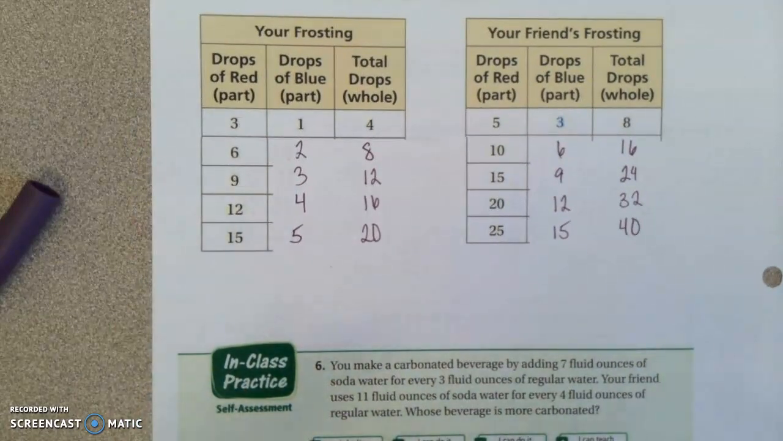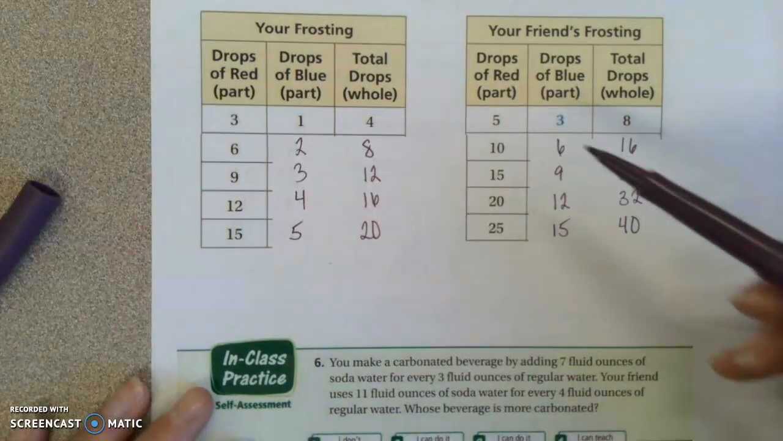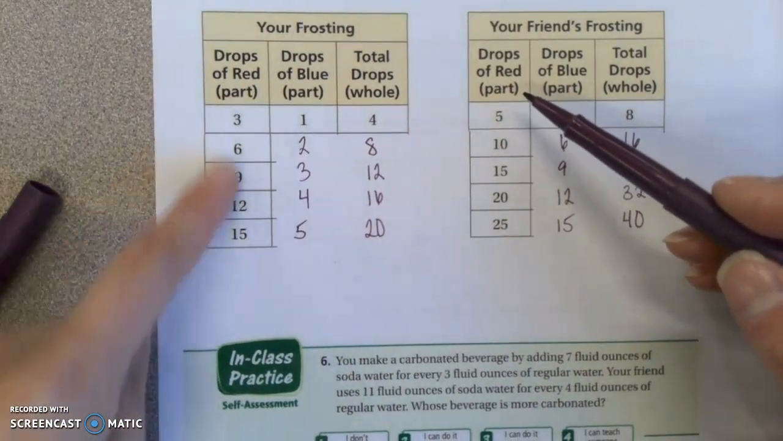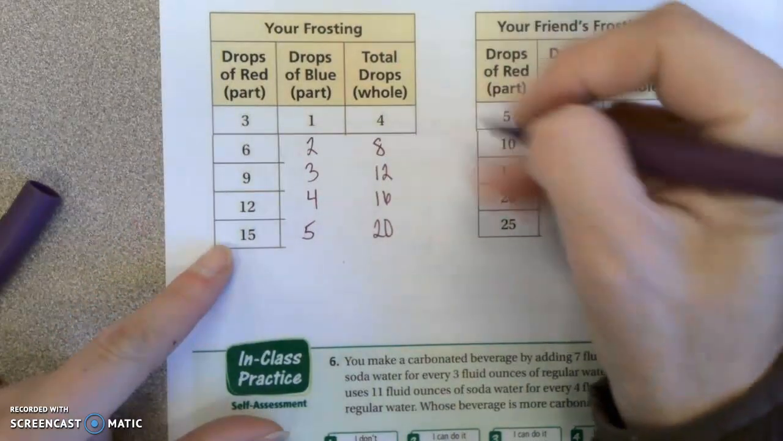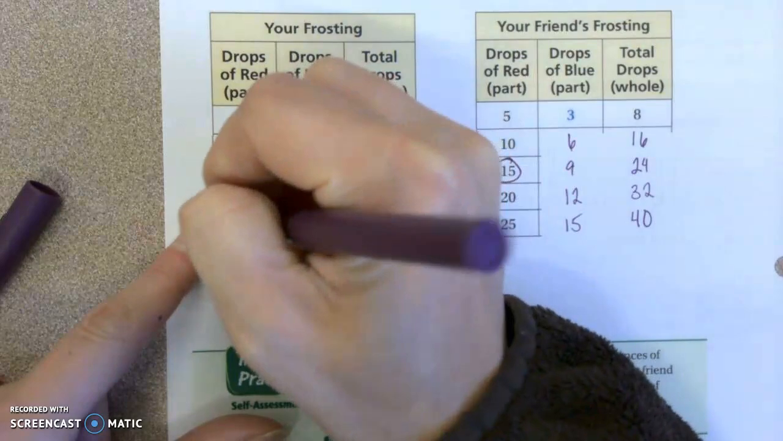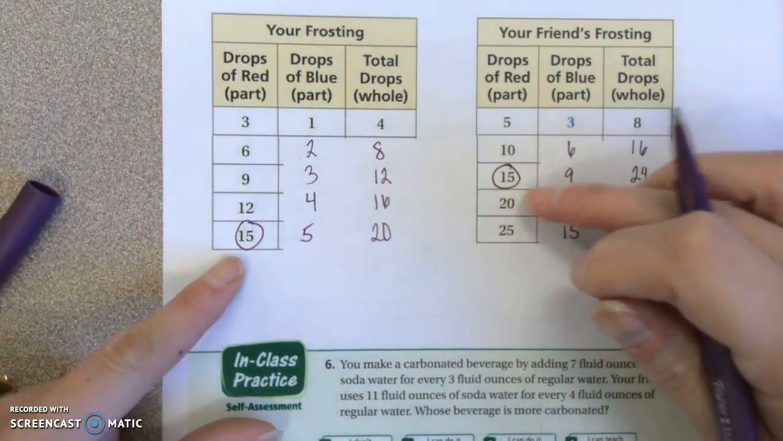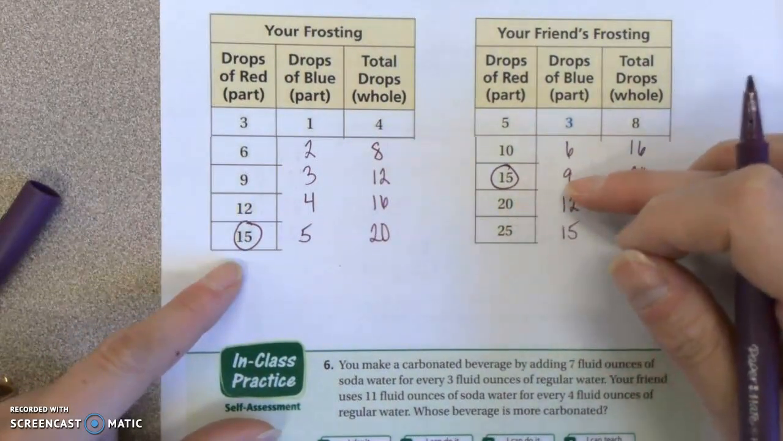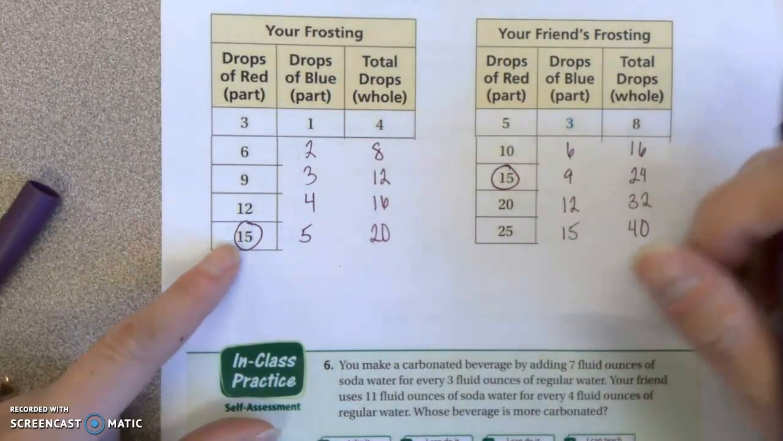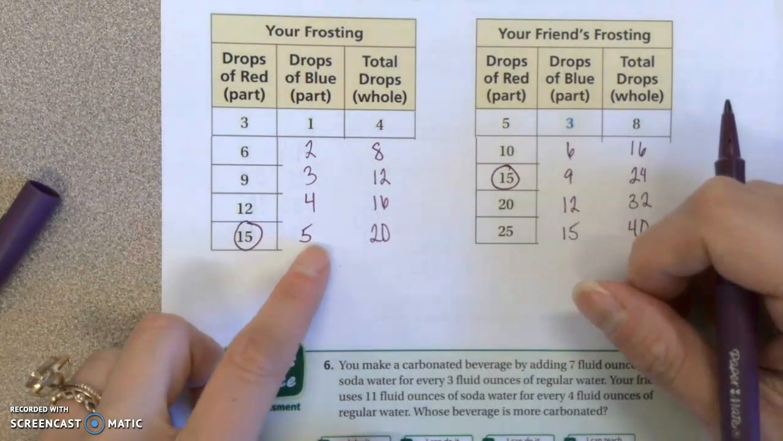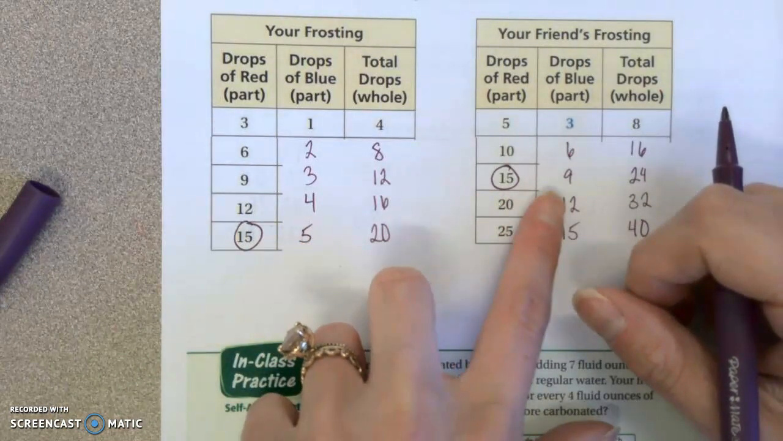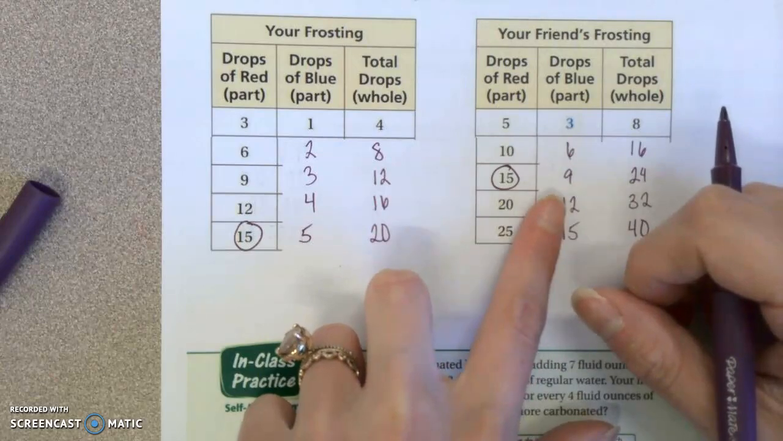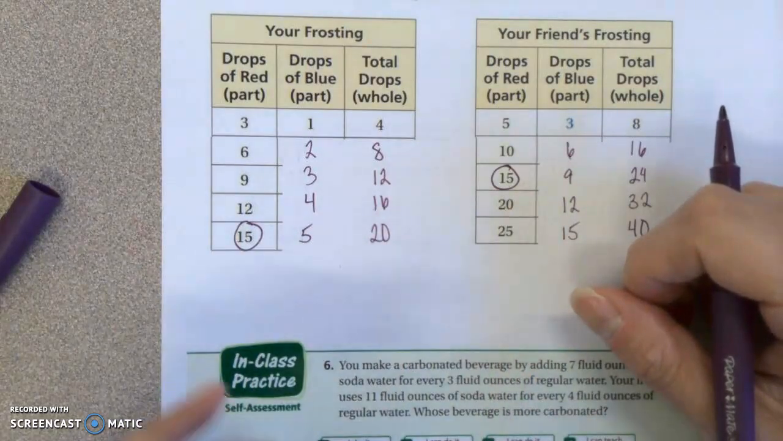So in order to do that, we have to find something that's the same. So for example, if we compare the drops of red here, okay, we can see that at some point we both put in 15 drops of red. So if we compare that, when I put in 15 drops of red, I put in 5 drops of blue. When my friend put in 15 drops of red, they put in 9 drops of blue. So theirs is actually bluer. Okay? So that's one way we can compare.